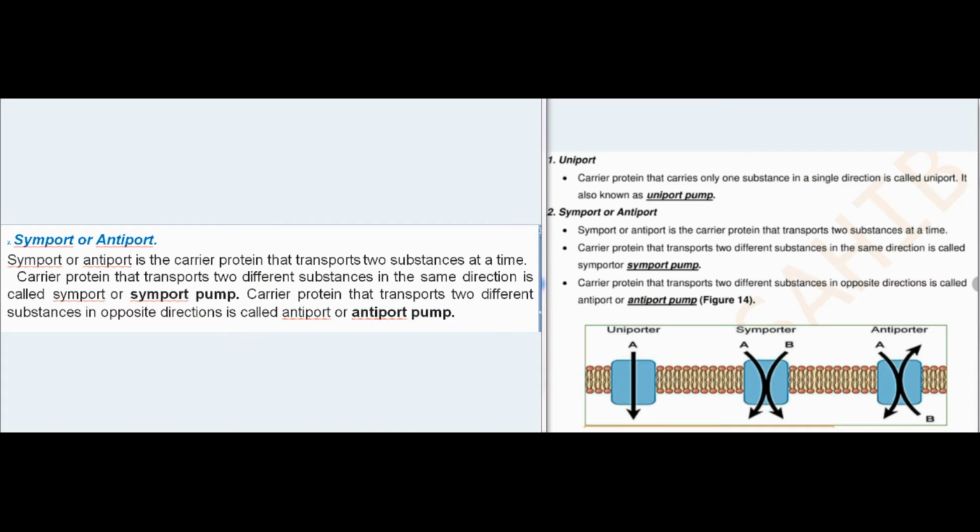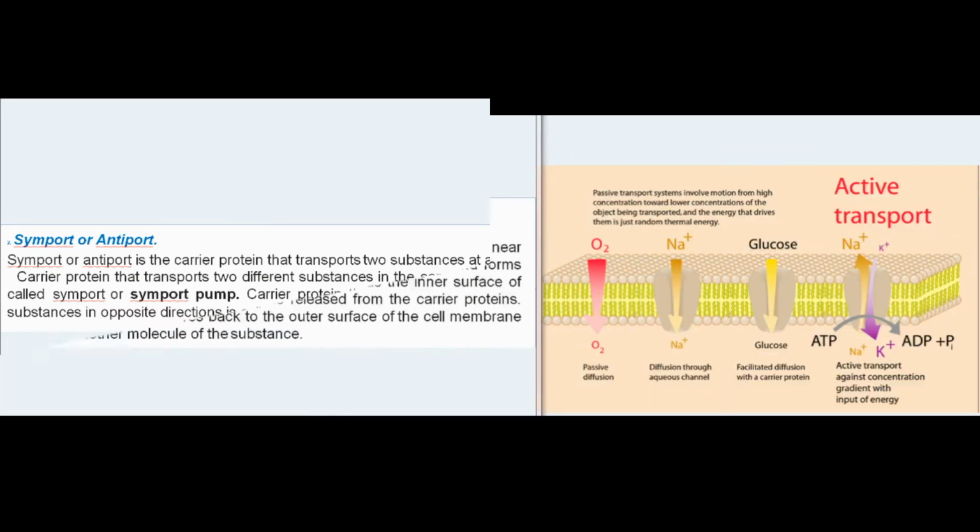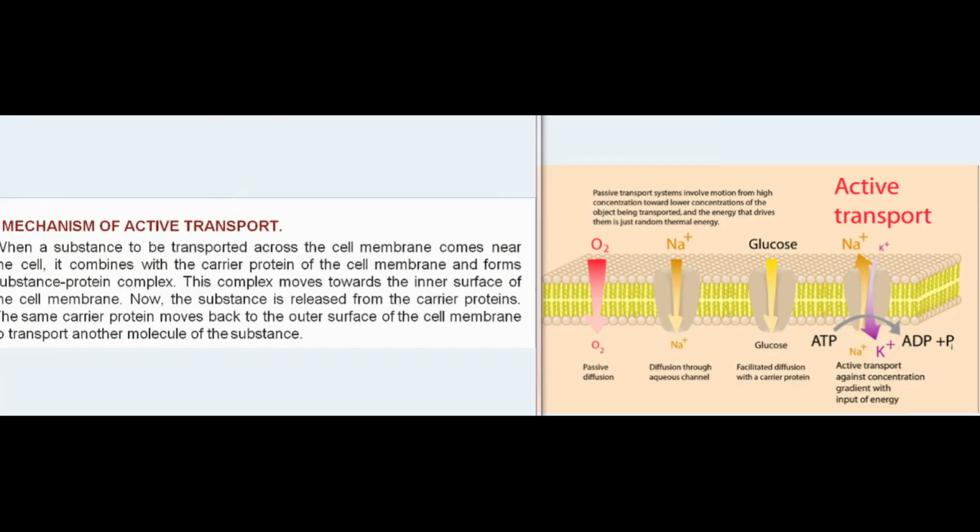Mechanism of active transport. When a substance to be transported across the cell membrane comes near the cell, it combines with the carrier protein of the cell membrane and forms a substance-protein complex. This complex moves towards the inner surface of the cell membrane. Now, the substance is released from the carrier protein. The same carrier protein moves back to the outer surface of the cell membrane to transport another molecule of the substance.